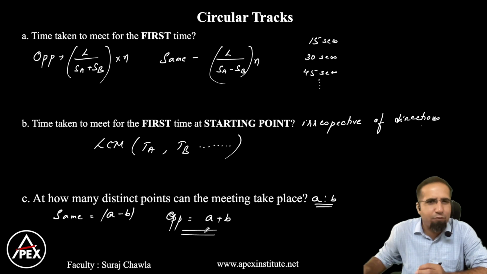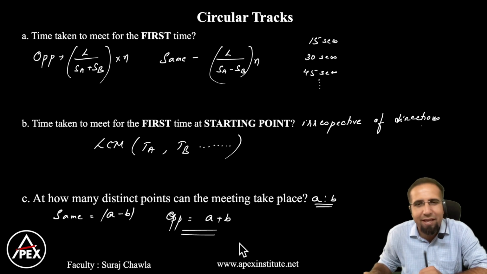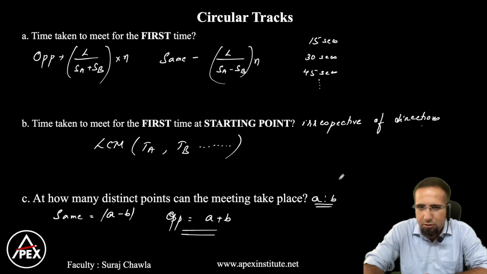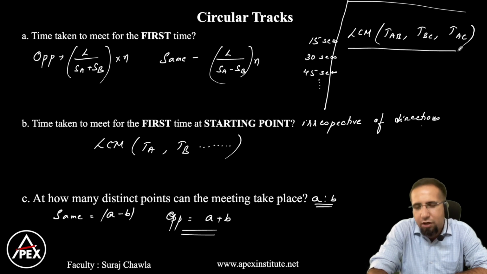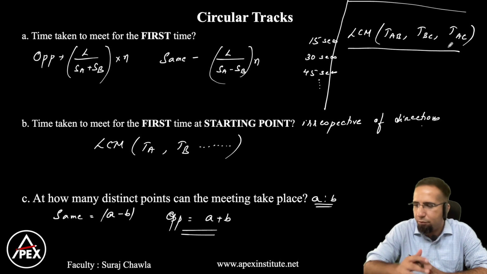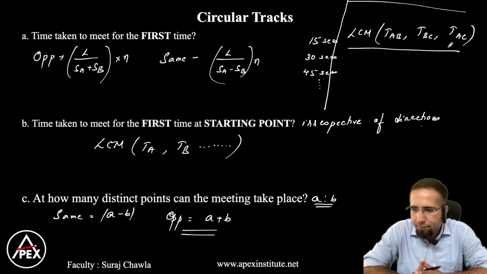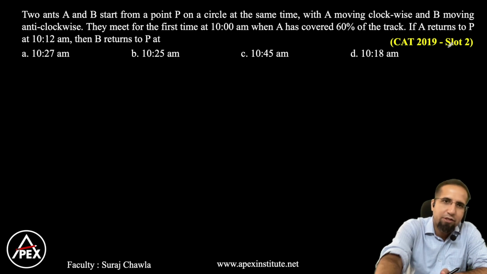Clear? One more point that I have not written here, which we also need to understand, is the time taken by three of them to meet. Whenever the question asks for the time taken by three of them to meet, it's very simple. It is going to be the LCM of the time taken by A and B to meet, comma, time taken by B and C to meet, comma, time taken by A and C to meet, which will give you the time taken by all three of them to meet. Clear? So let's move to the next question now.